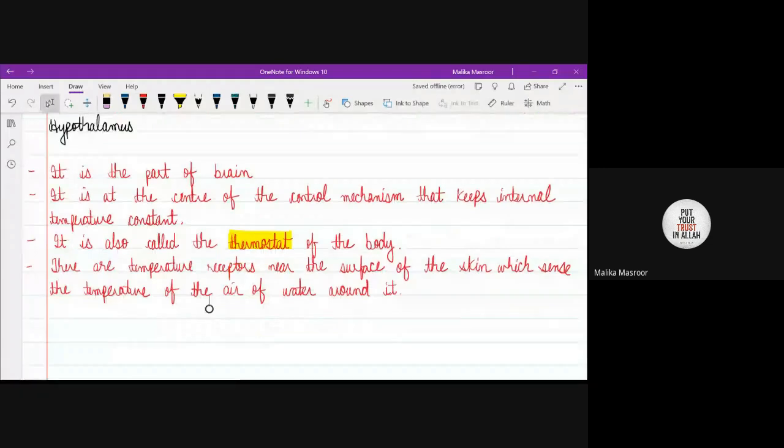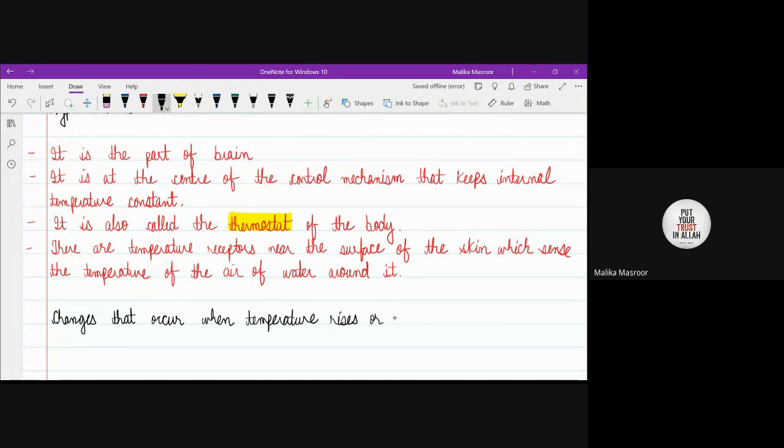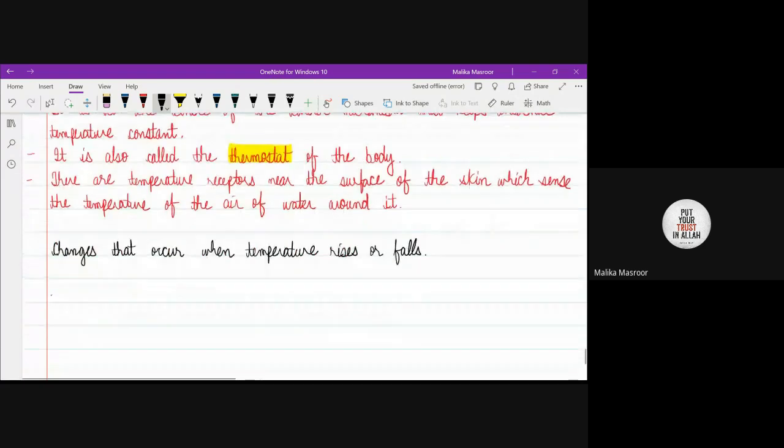Now there are two things that happen. I mean, there are two conditions. One is when temperature rises, or the other is when temperature falls. The changes that occur. Firstly, when temperature rises.